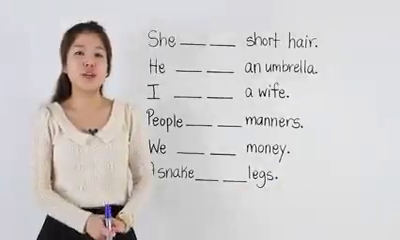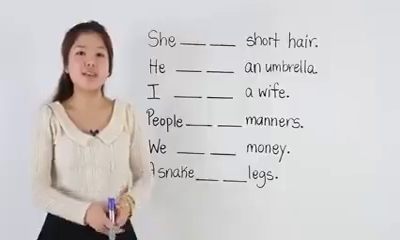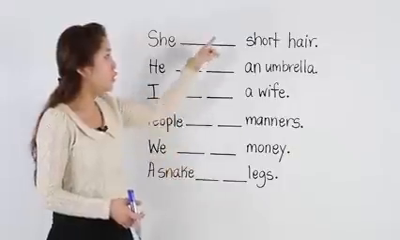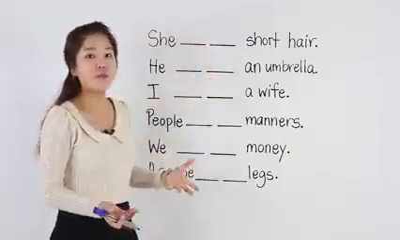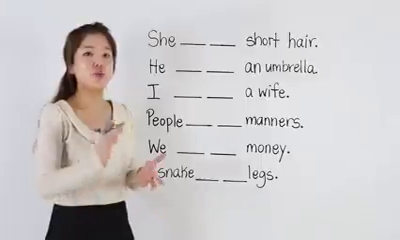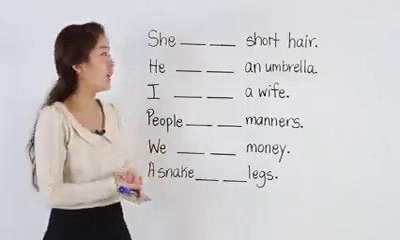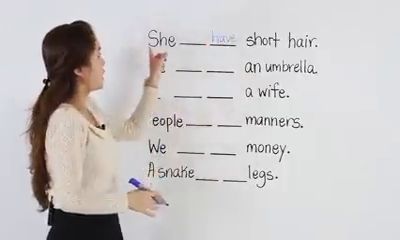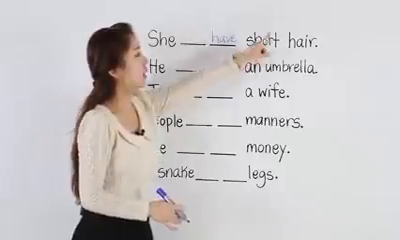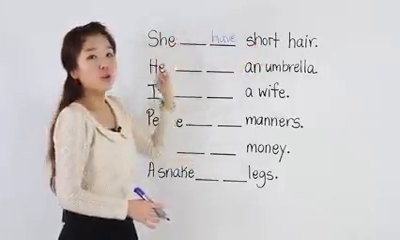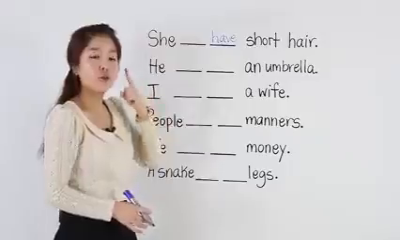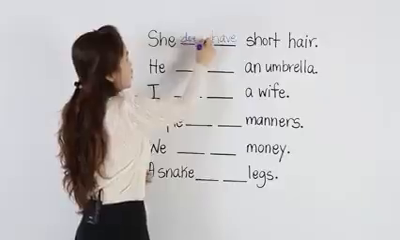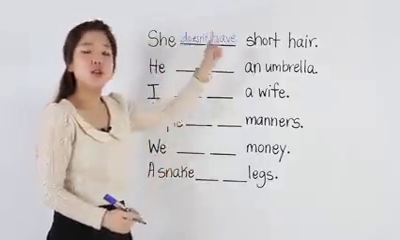Okay, now let's try this practice with the negatives doesn't have and don't have together. Now this is a little easy because we know that the second word is have. All you have to think is, should we use doesn't or don't? Okay, so I'm just going to put have here first. She blank have short hair. Should we use don't or doesn't? If you remember, for she, we use doesn't. She doesn't have short hair.